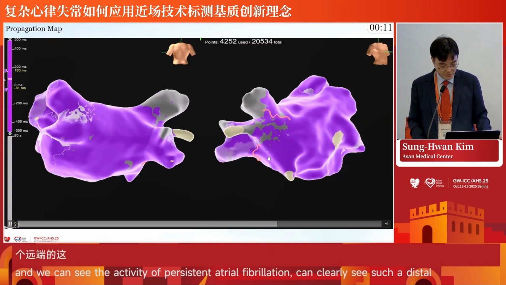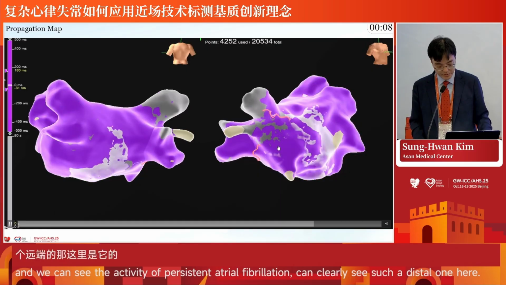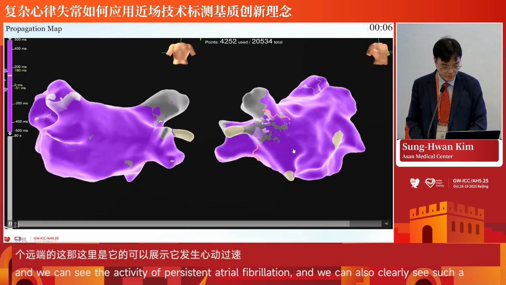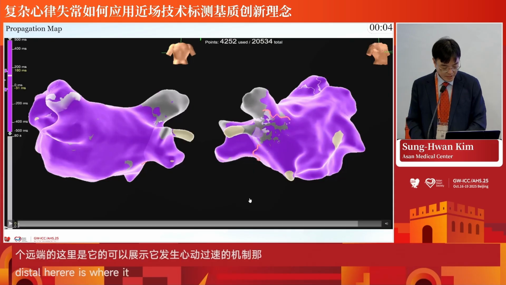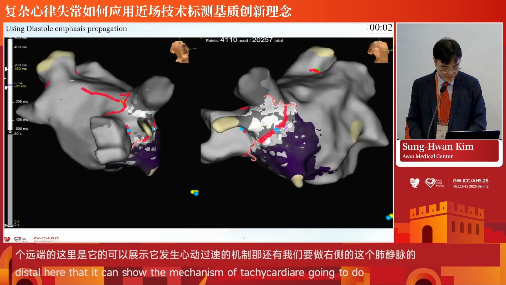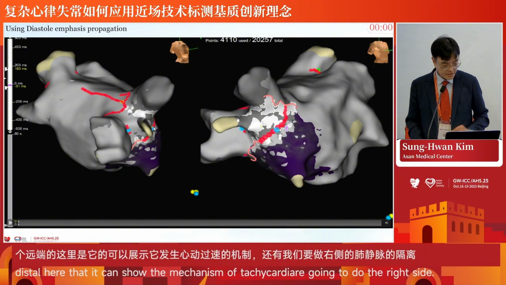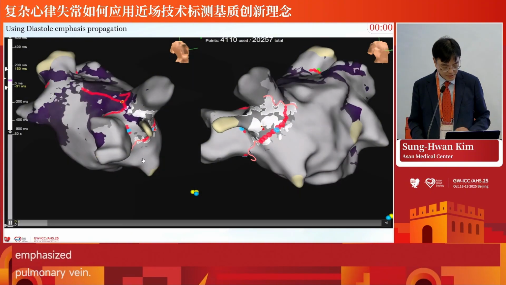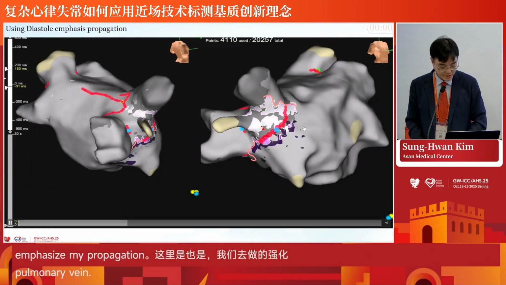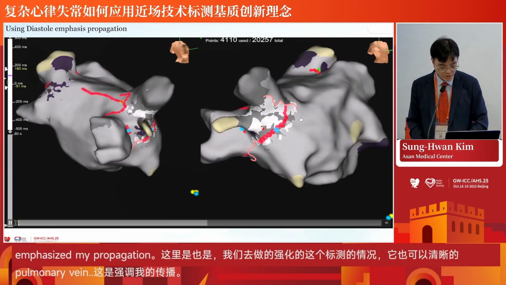The critical isthmus is located in the anterior part of the right side PV, pulmonary vein. This is the emphasized map propagation. It clearly shows us the critical isthmus located in the anterior wall of the right side PV.